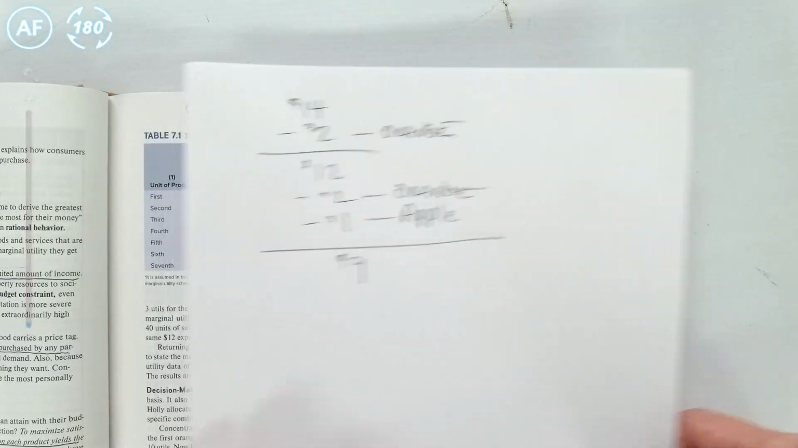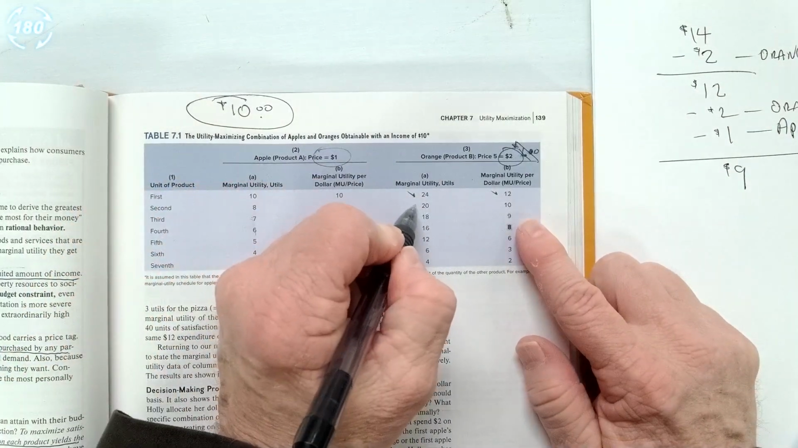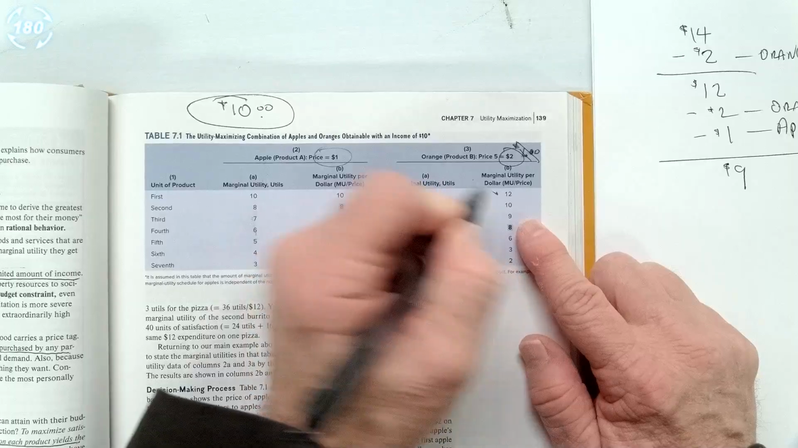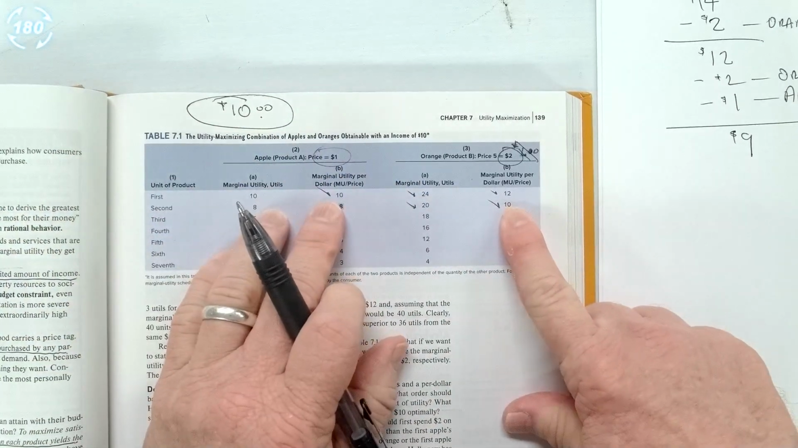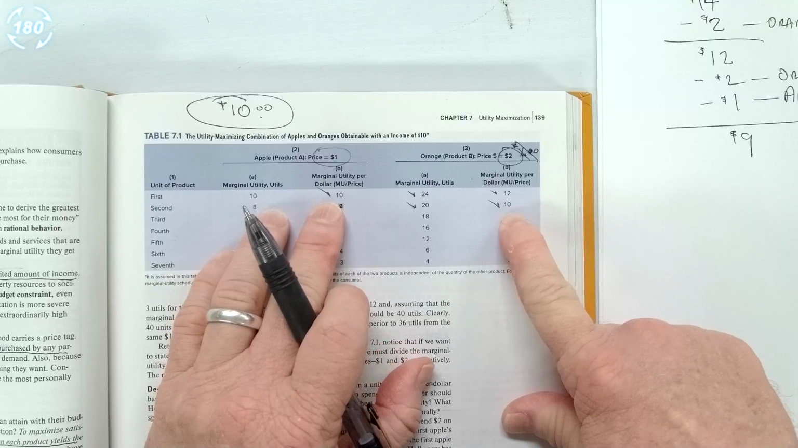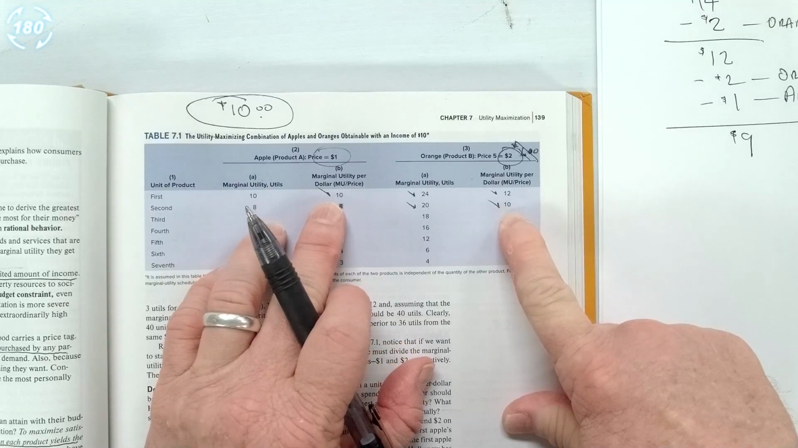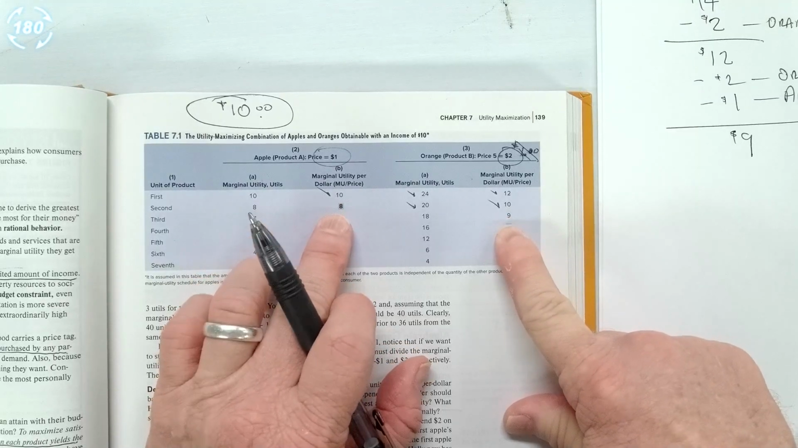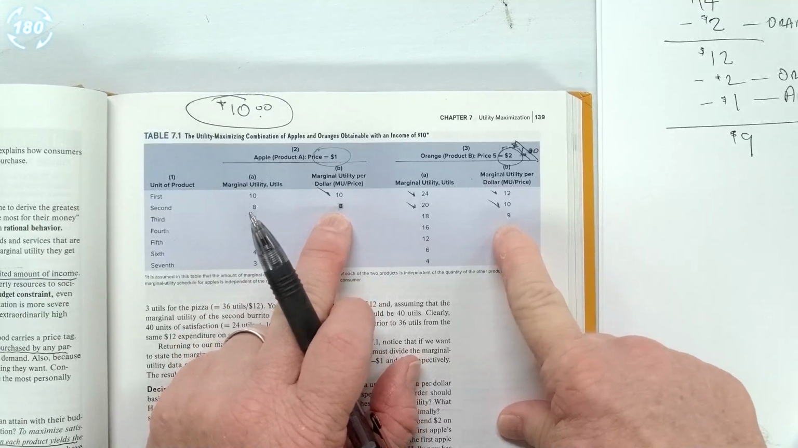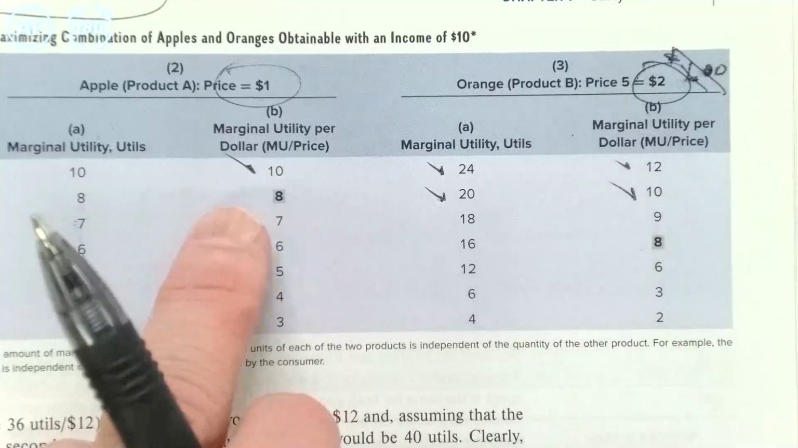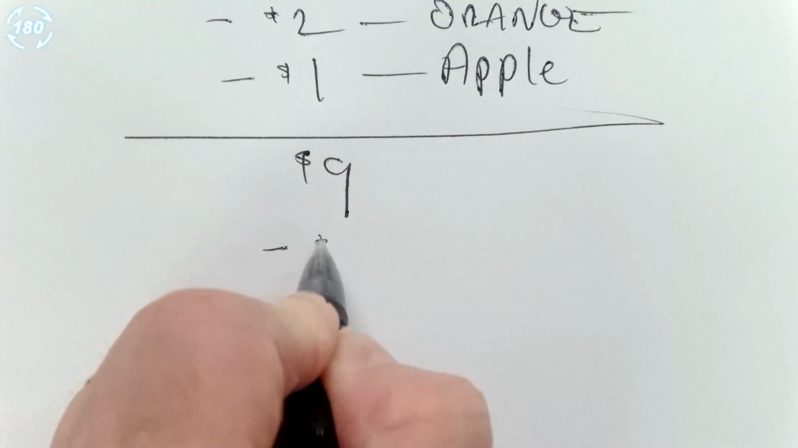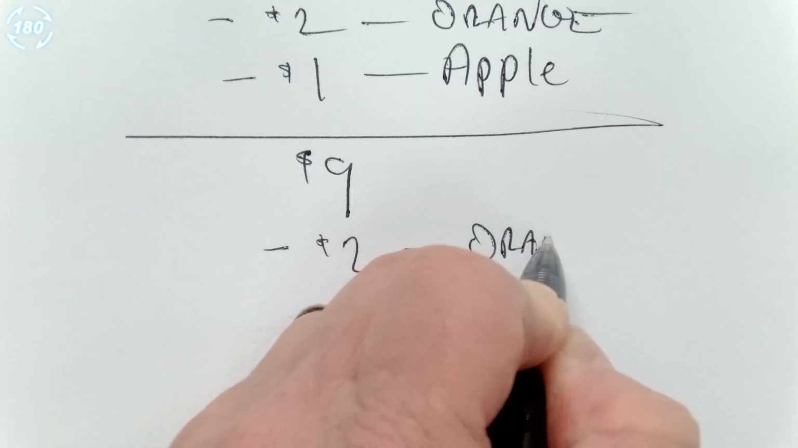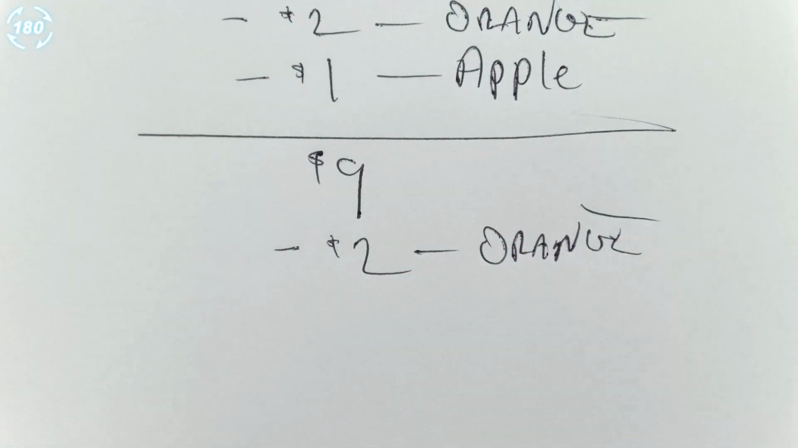Now I have bought two oranges. It doesn't matter which of these, maybe this one and this one. So I've bought one apple and two oranges, and I've spent $5. Now what am I going to buy next, an apple or an orange? Well, I get more bang per buck with the orange again. So I'm going to buy this orange, and so forth. That's how we did this. So I'll buy an orange, which costs me $2 and leaves me with $7.